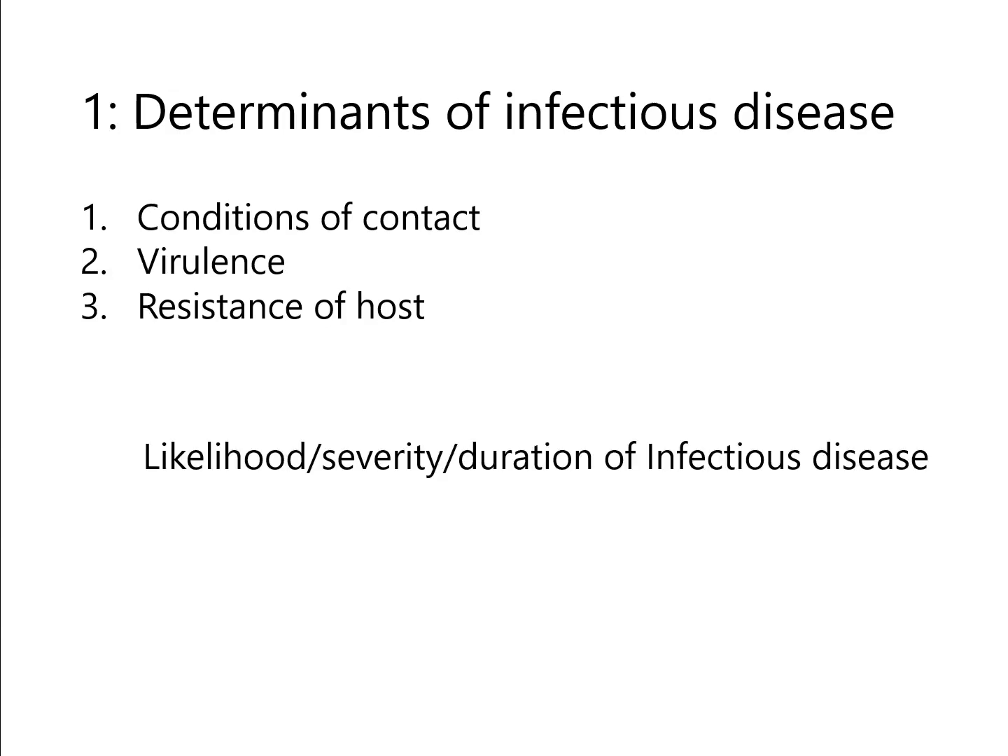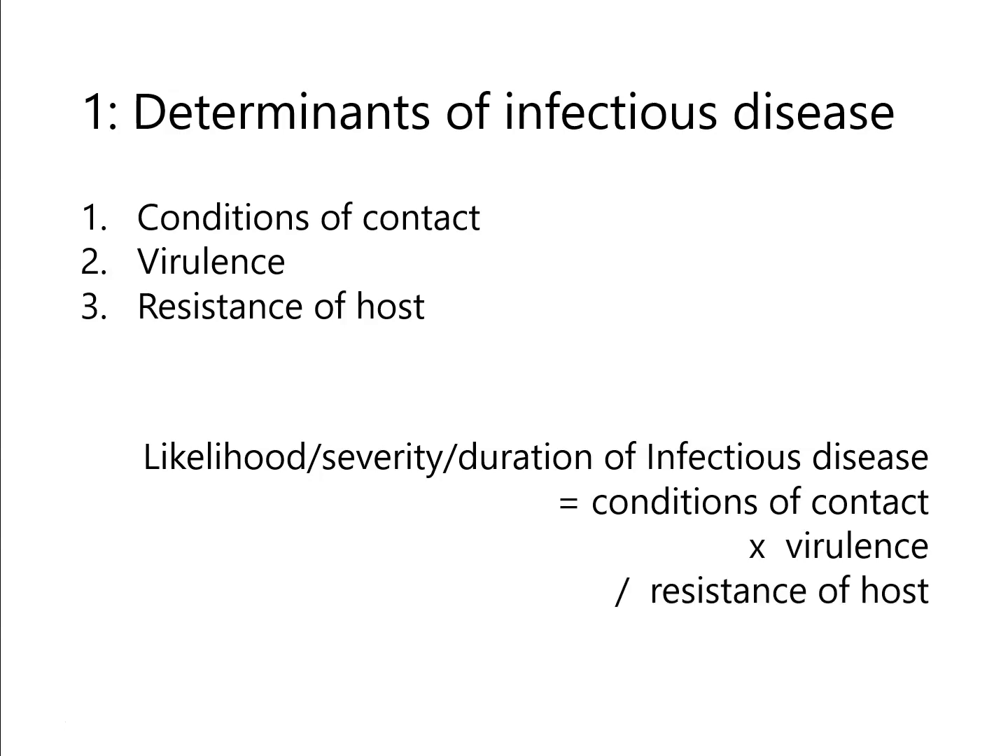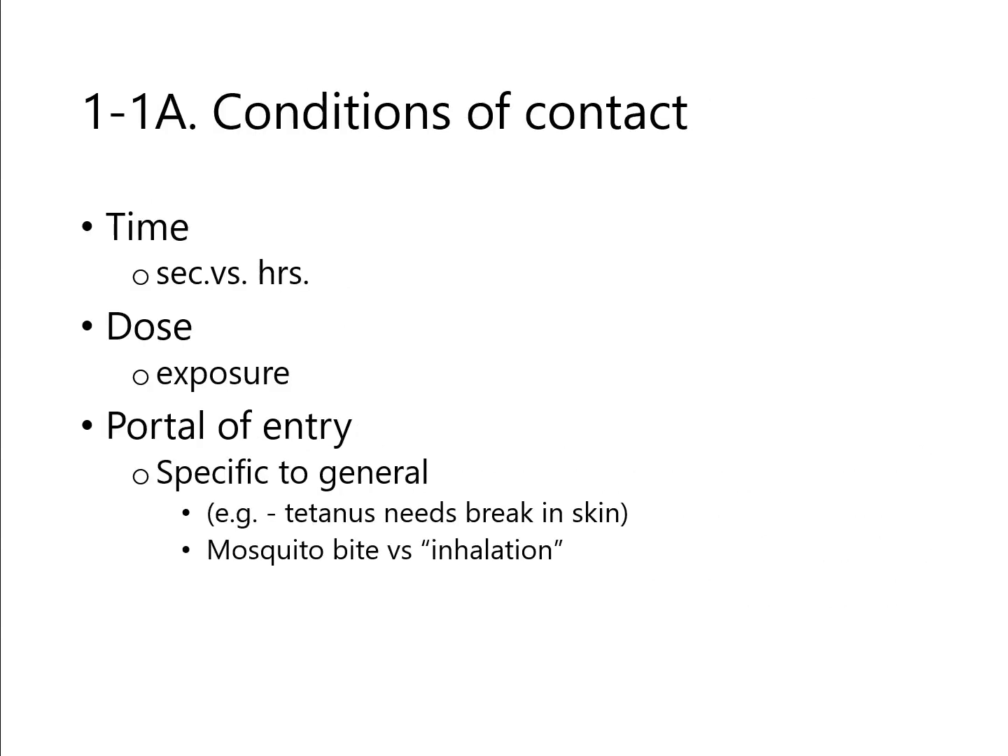Another way of thinking about this is the likelihood or severity or duration of an infectious disease is controlled by conditions of contact times the virulence, divided by the resistance of the host. So this is not an equation we care about. There's not a number we're going to be calculating, but this is the kind of idea. So if we think about conditions of contact, we're thinking about things like infective dose. We're thinking about how long the contact occurred over, and then how exactly did the microorganism get into the body.